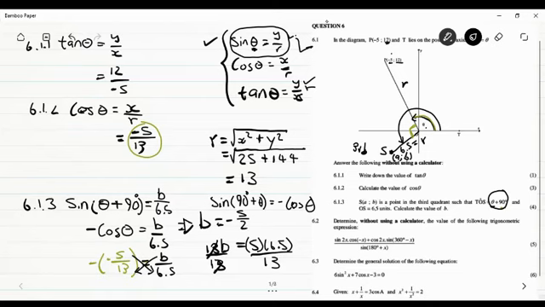You can write it as a mixed fraction or you can write it as a decimal. It really doesn't matter. So this is how you would answer these questions.